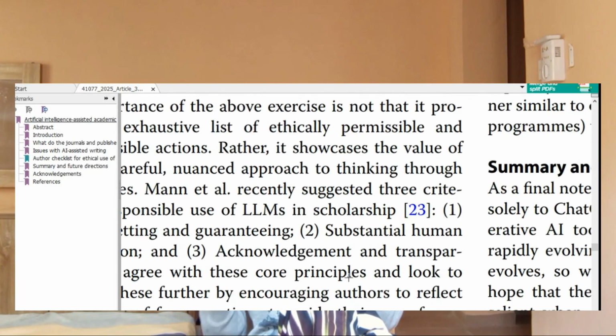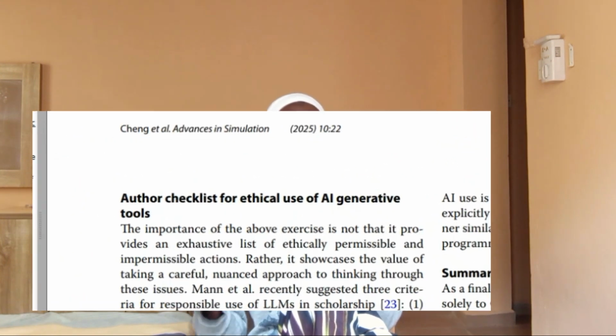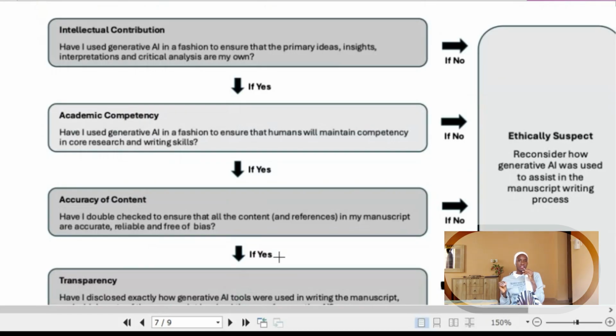Now let's move to the final part of this manuscript, which is the author checklist. These are a set of questions that you ask yourself if you use AI tools to support your writing. The first question is, are the main ideas in this manuscript still yours? The second question is, were you able to maintain your own writing and critical thinking skills? The third question is, did you double check for accuracy, referencing, and bias?